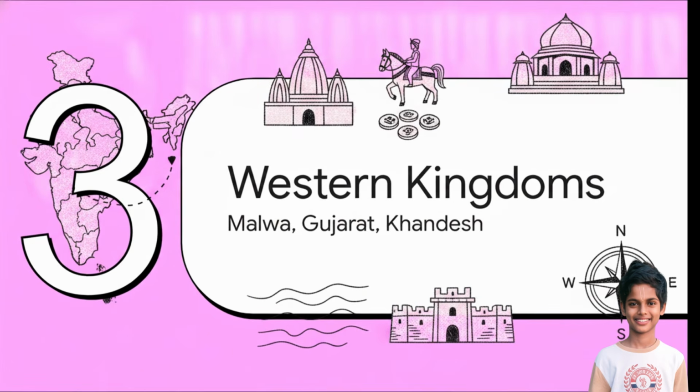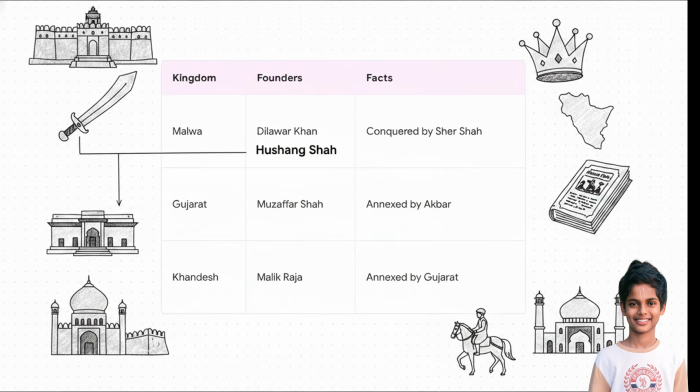You guys are doing fantastic. Let's shift our map tour to Section 3, the Western and Central Kingdoms. We're talking Malwa, Gujarat, and Khandesh. Focus on the founders here. These are totally classic fill-in-the-blank exam questions.